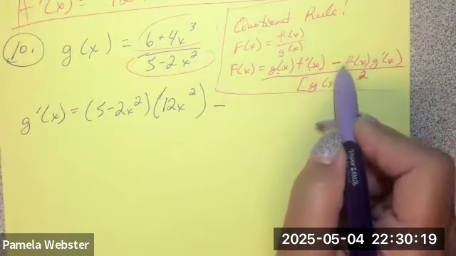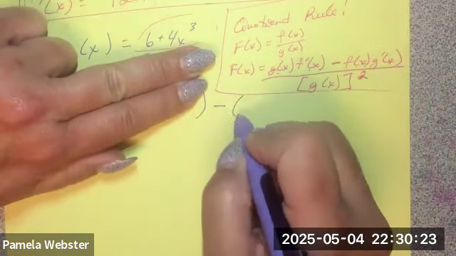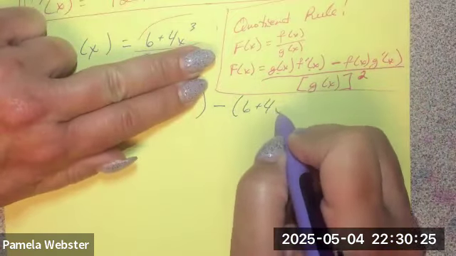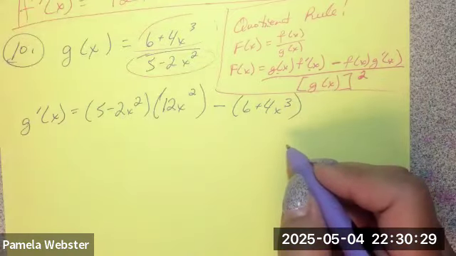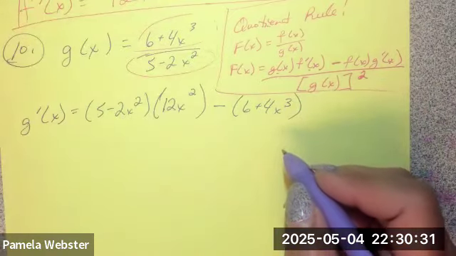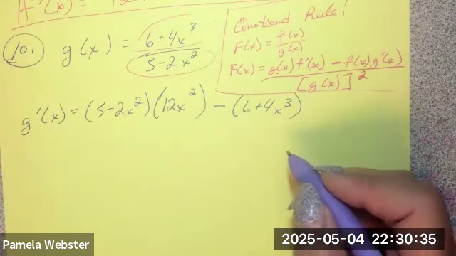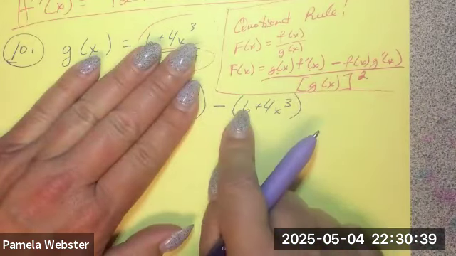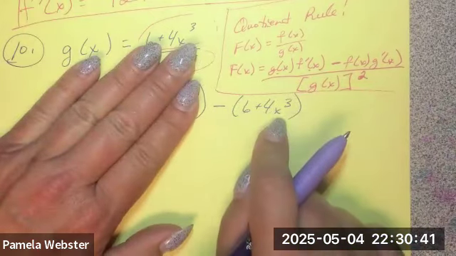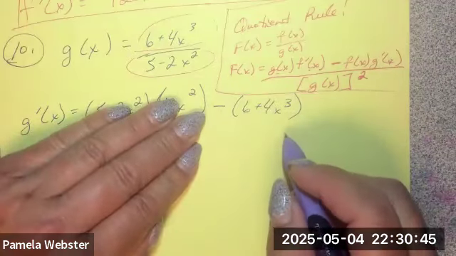Minus low d high minus high d low. Here's my top guy. Write him just the way he is. Put him in parentheses. Put all of these tops and bottoms and firsts and seconds, put them all in parentheses. I do it all the time. I expect you to do it, because what happens if I leave off the parentheses here? I get a minus 6 and I don't bother to distribute into that 4x cubed, and that's a problem, right?